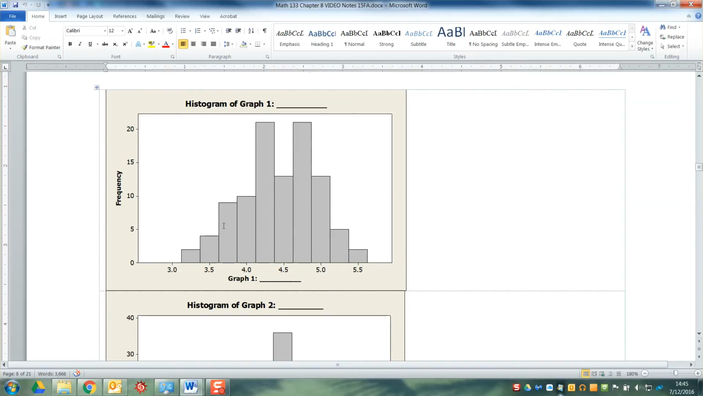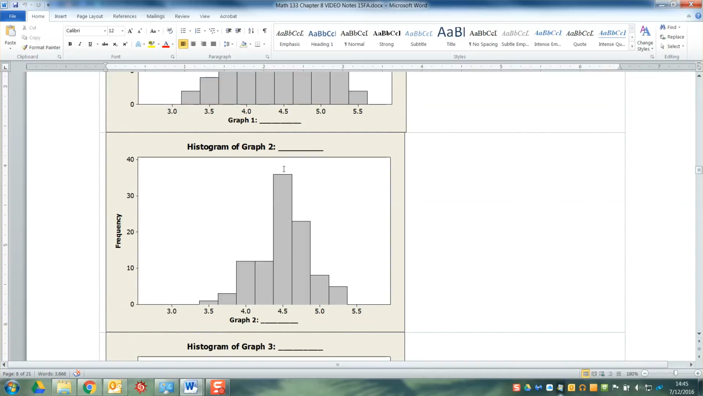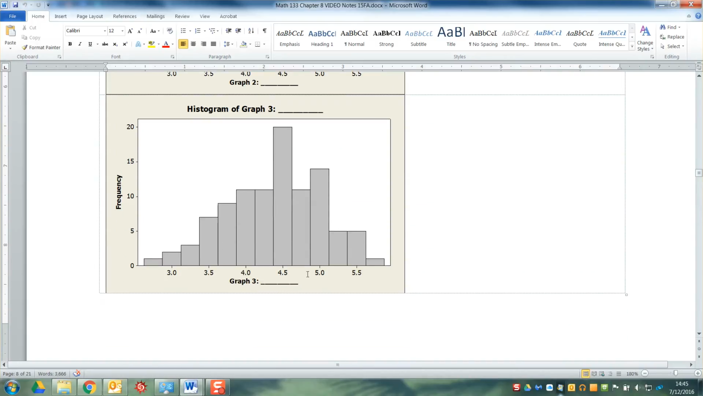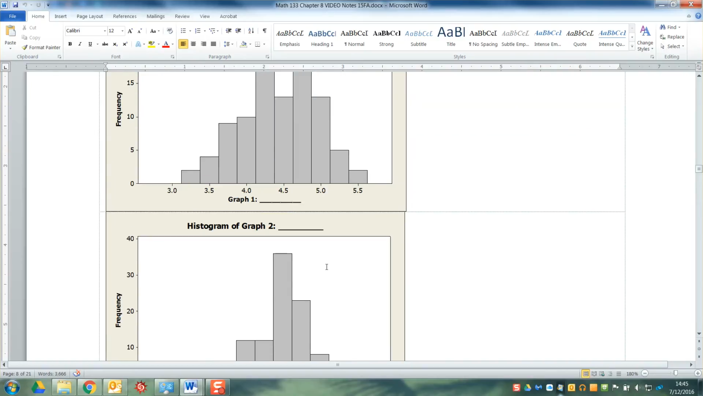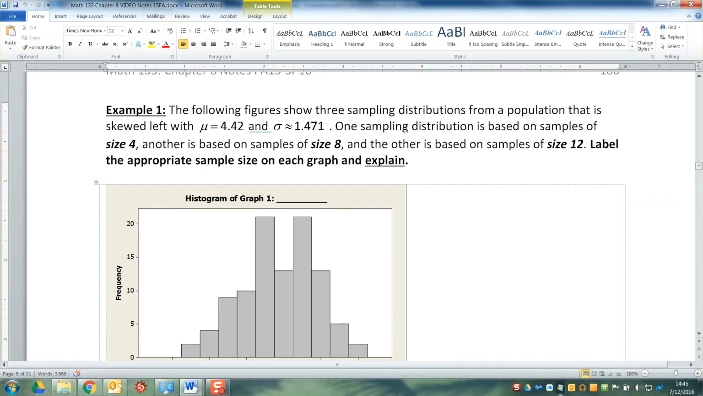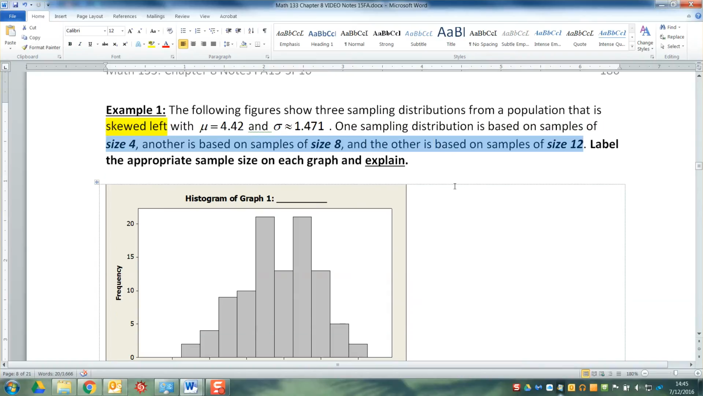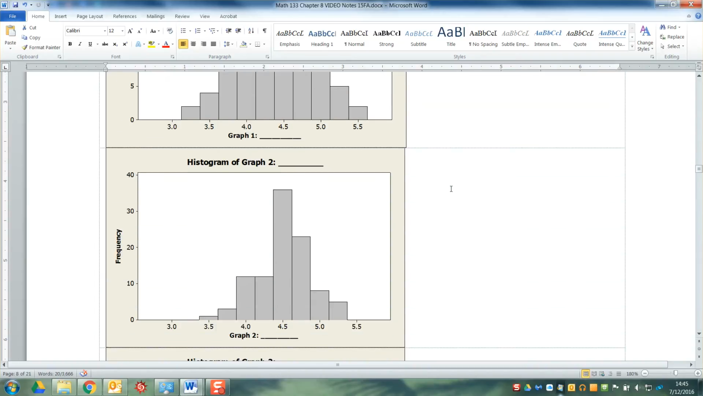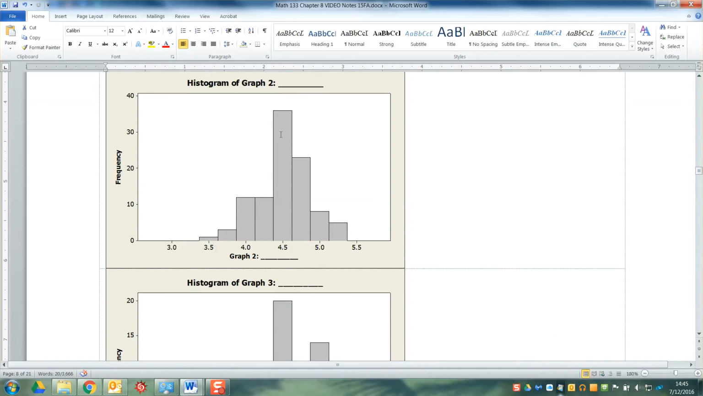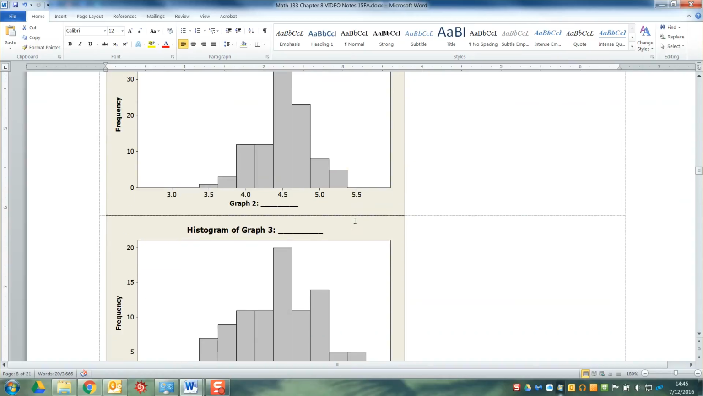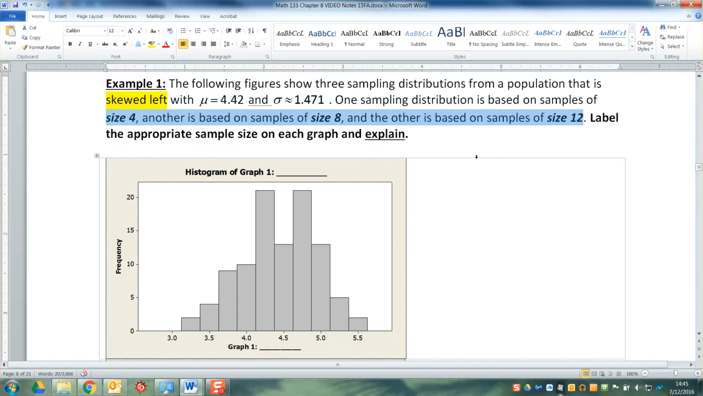So here's one graph, here's another one, that's graph 2, and there's graph 3. Now none of these are truly normal. And that's because, if you see right here, it says that the distribution is skewed left. So we know that this is skewed left to begin with, and we don't have samples of size 30 or larger. So in this particular case, we're not getting a large enough sample size to overcome the skewed left. We're starting to see it a little bit here. So what we need to do is figure out which one of these three has the largest sample size and which one has the smallest.